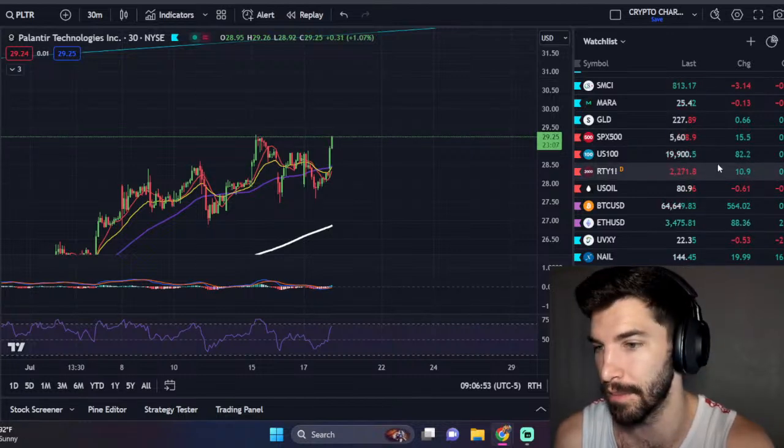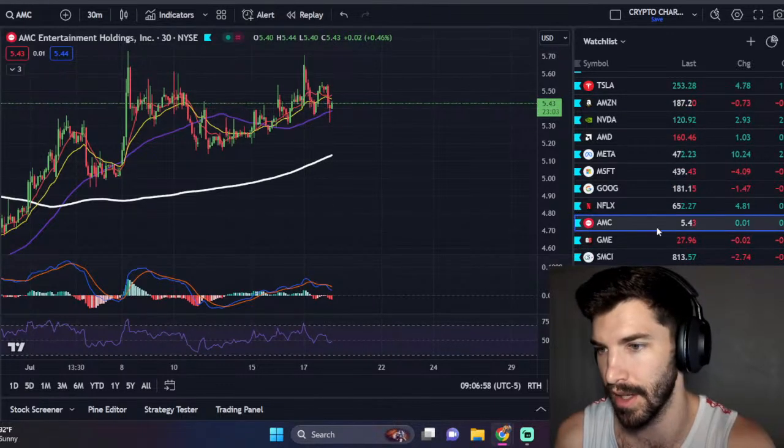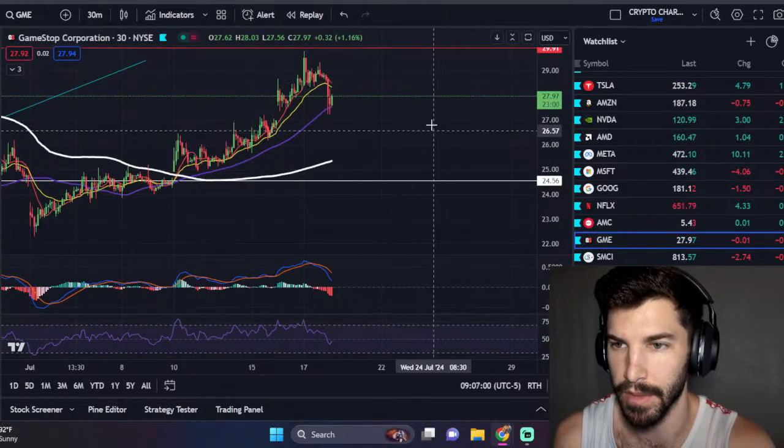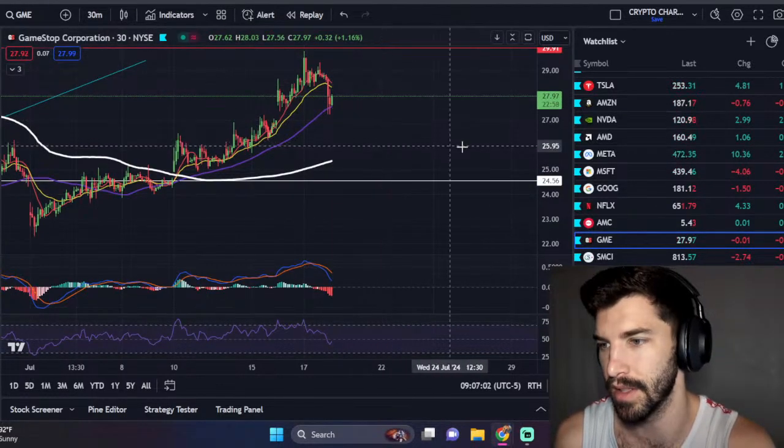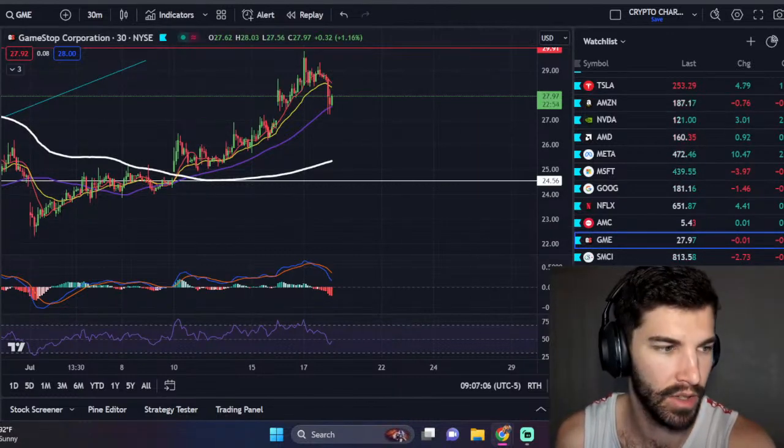GME and AMC just went positive, by the way. Just so you're aware, AMC going positive here. We'll see if that can turn up. GME turning positive a little bit here, so we'll see if that thing could turn up. Looks like it's going kind of negative and positive, sitting pretty much even right now for GME.